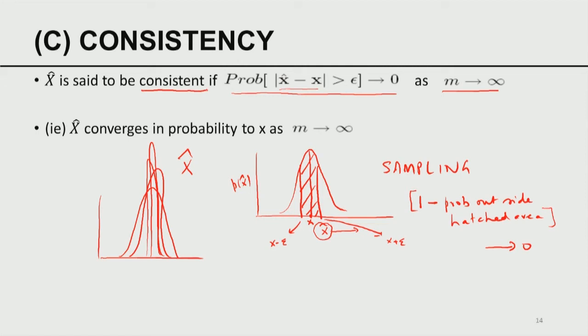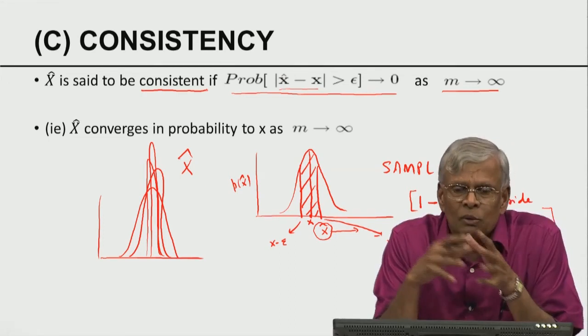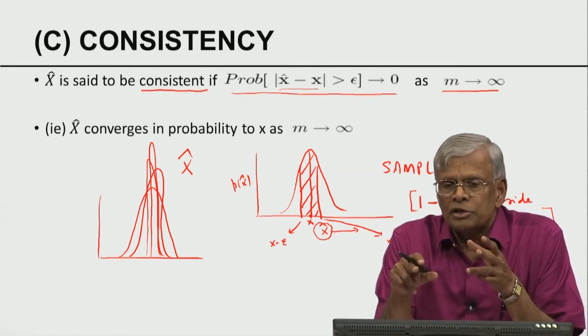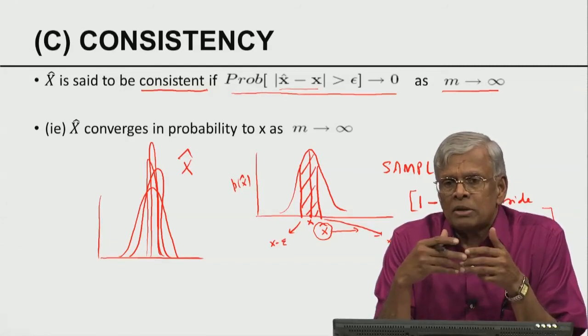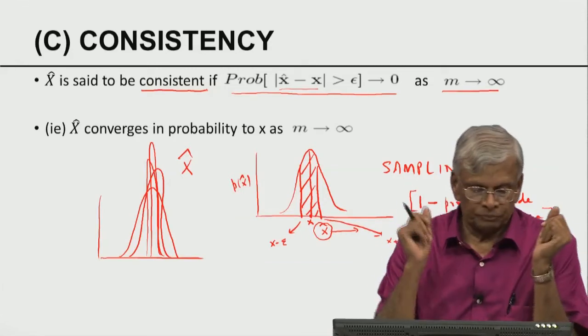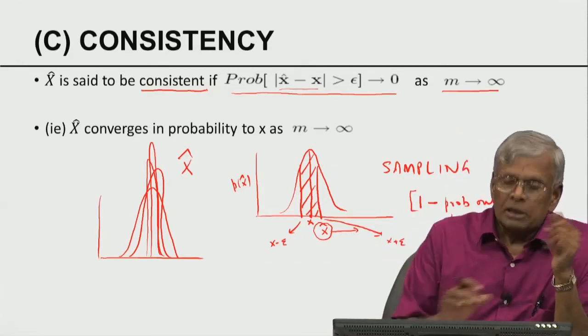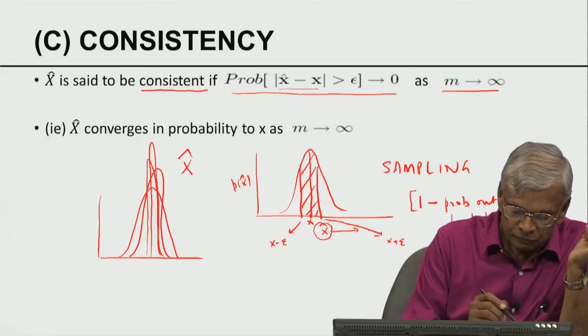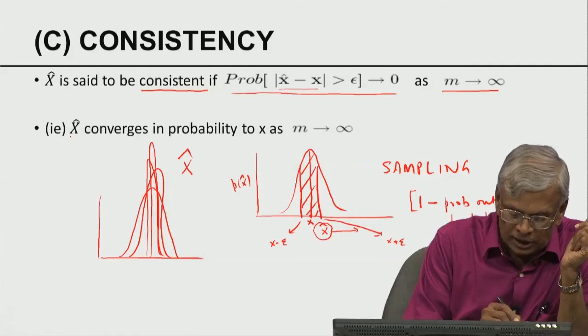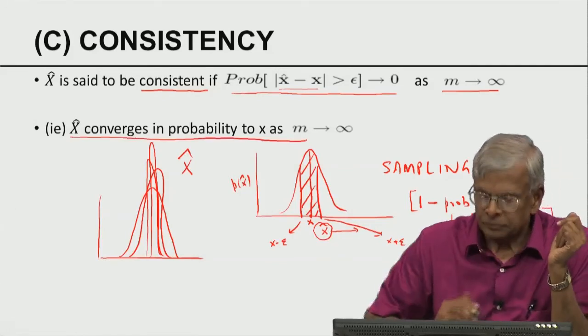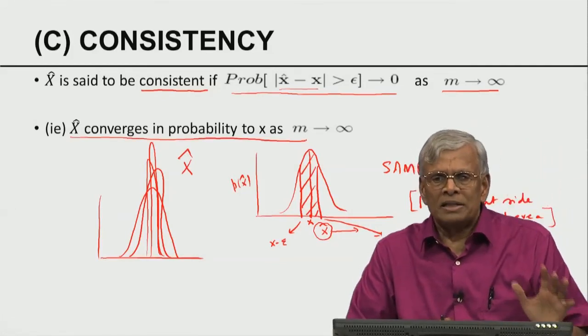That means as the number of samples increases, my estimate becomes closer and closer to the truth, and the probability of it being not equal to the truth goes to 0 as the number of samples goes to infinity. That means my estimator becomes closer and closer to the truth. In probabilistic language, this has a very special name. This is called convergence in probability. So what does it mean?